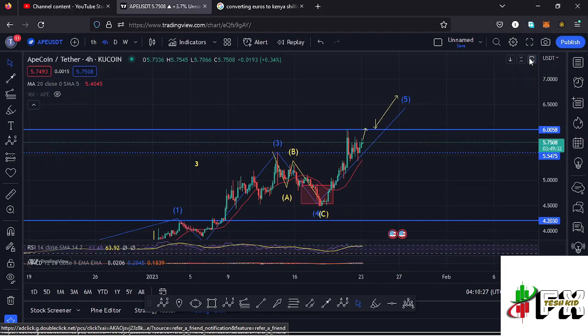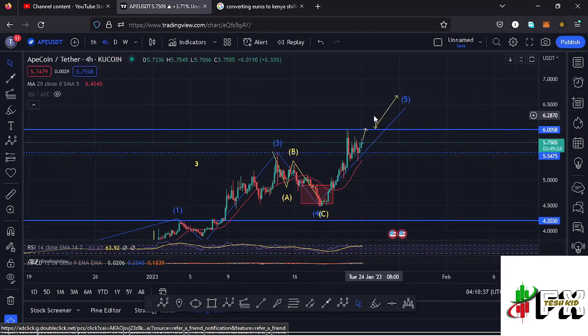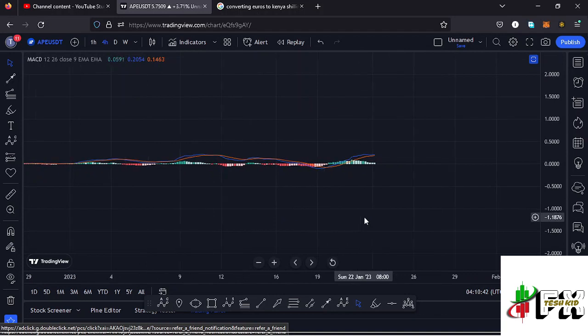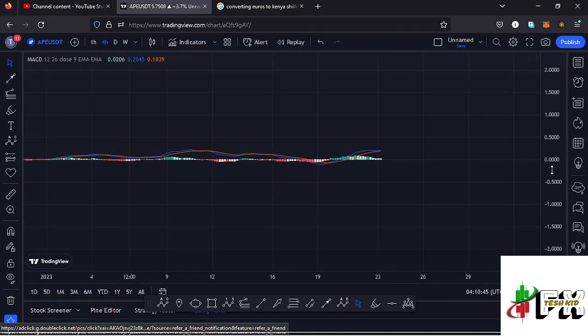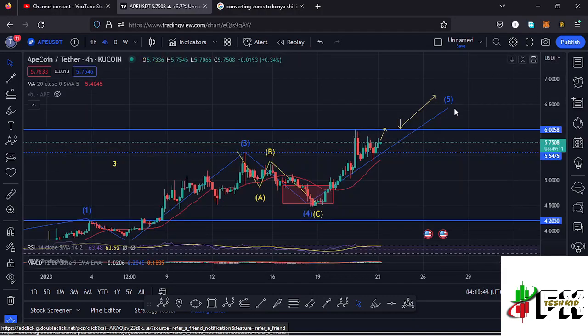Also taking a look at the indicators, here on the RSI we are trading at around the 63 mark, meaning we have massive room to support any movements to the upper side before we get to the overbought region. Also, taking a look at the MACD, we have been able to print a bullish cross, and that means higher prices are still coming our way. So let's be patient and see how that plays out, and I'll keep you updated.